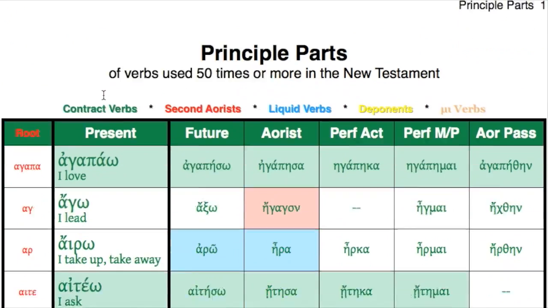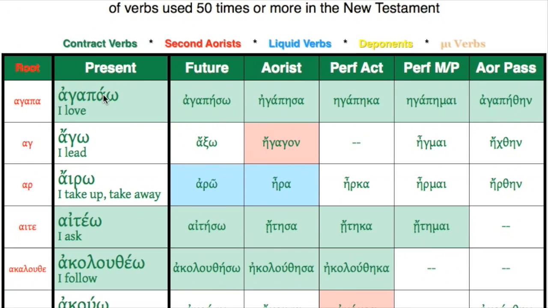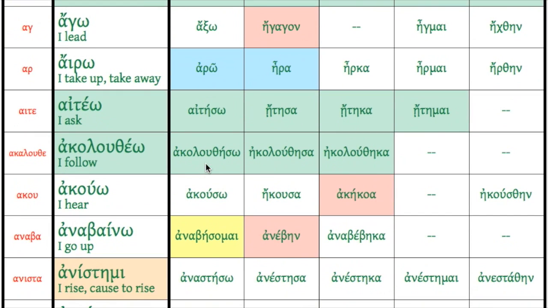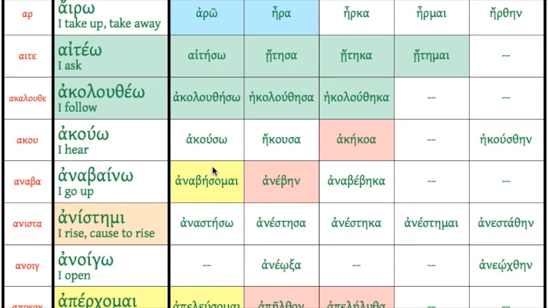Now let's take a look at the futures. Okay, sigma, right? Sigma before the omega. Here we have the sigma buried in the psi. Here's a liquid future, so there is no sigma, but there's our rho. Makes sense? Here's another contract verb, so there's our sigma omega, and before the tense formative, the sigma, the vowel lengthens. It's all so beautifully regular.